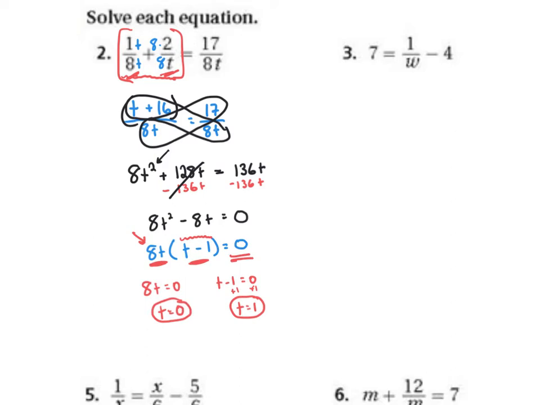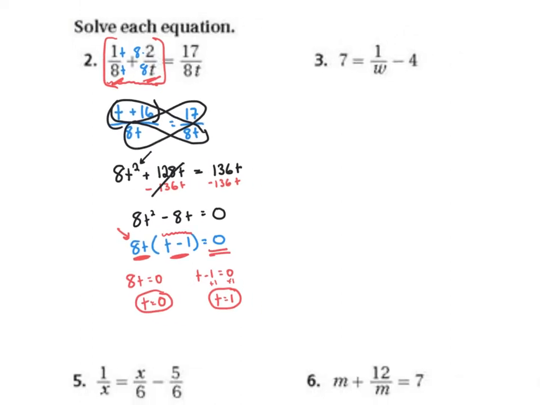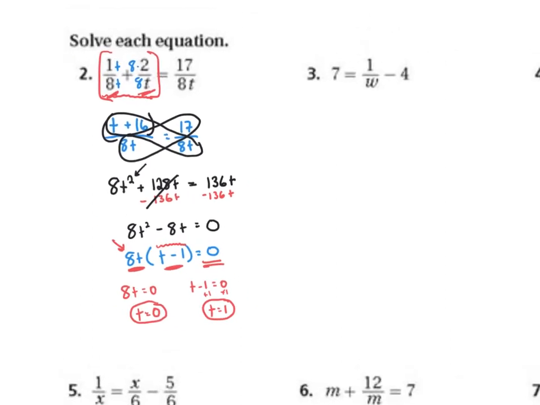Now, this is good. We have two possible answers. Which one is the correct? And they might both work. But let's go back up to the original equation. Actually, I'm going to rewrite it right here for you. Here's the original equation. 1/8 plus 2 over t equals 17 over 8t.